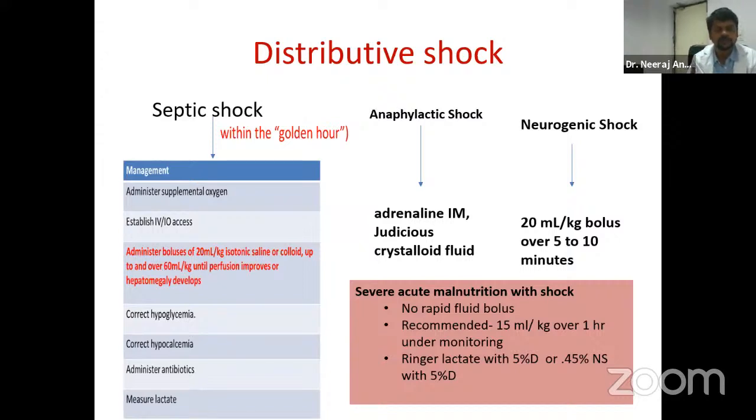We have to correct hypoglycemia, and we also have to avoid hyperglycemia. So blood glucose level should not go above 180 milligram per deciliter. We have to correct hypocalcemia. We have to maintain temperature.